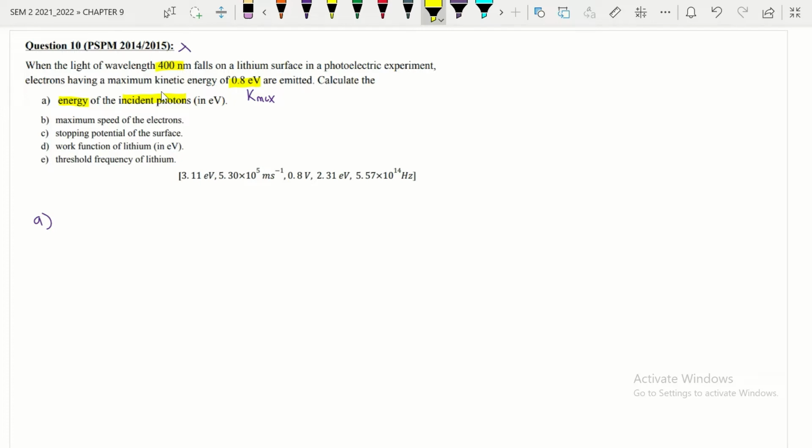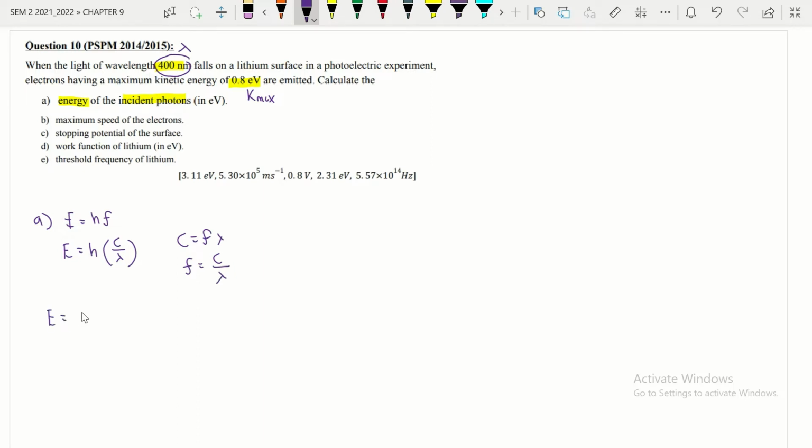For this question, you have to use the formula E equals to hf, energy equals to hf, but you do not have your frequency, but you do have your wavelength. So therefore, it will become hc over lambda. Why? Because we know c equals to f lambda, therefore frequency equals to c over lambda.